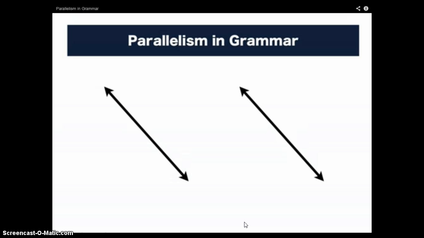So if you take a look at the first slide, you can see that parallel structure in grammar is a lot like parallel lines in math. For two lines to be parallel, they have to have the same slope. In the same way, for parallel structure in grammar, your sentences or phrases have to have the same parts of speech. Essentially, they have to have the same slope.